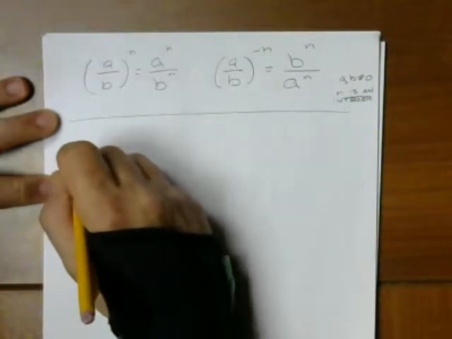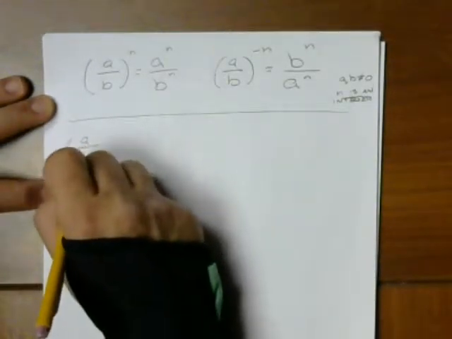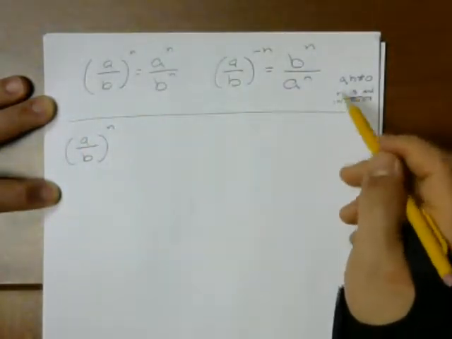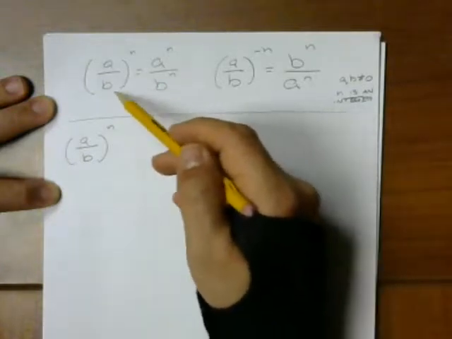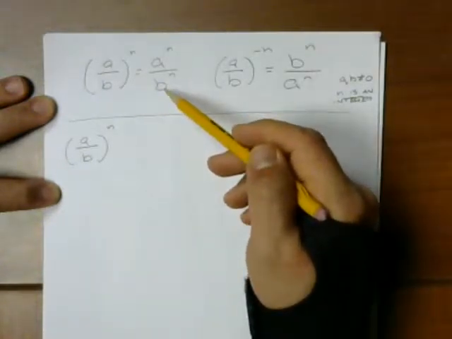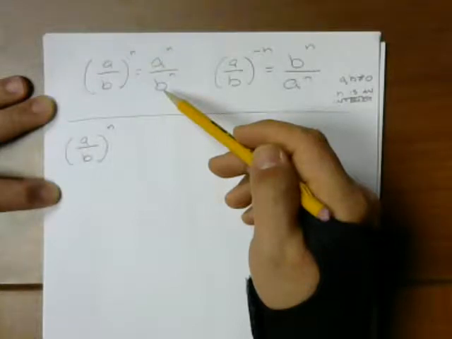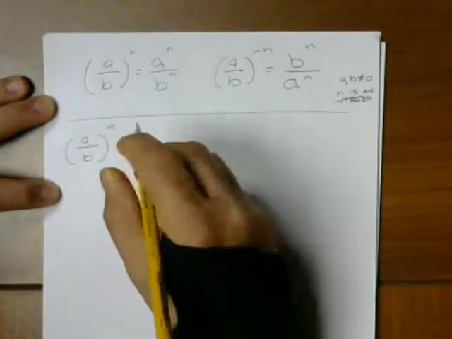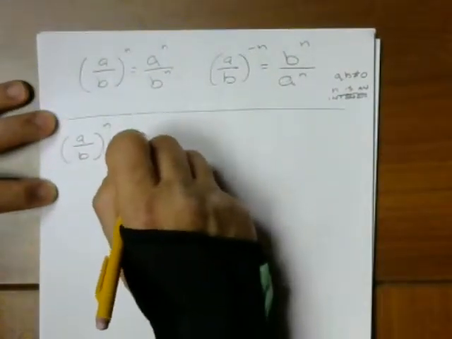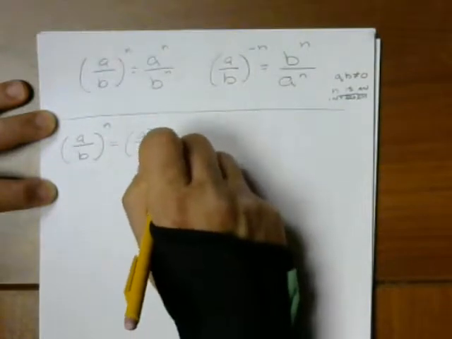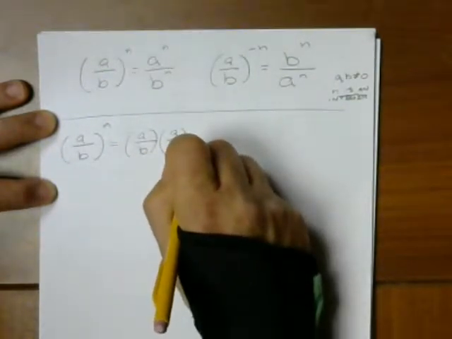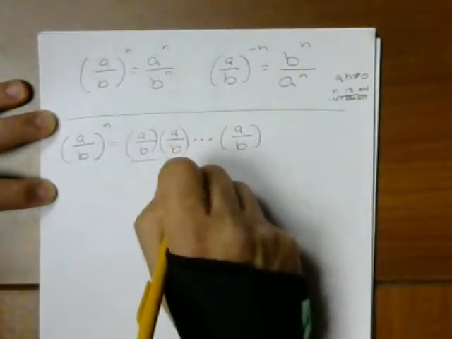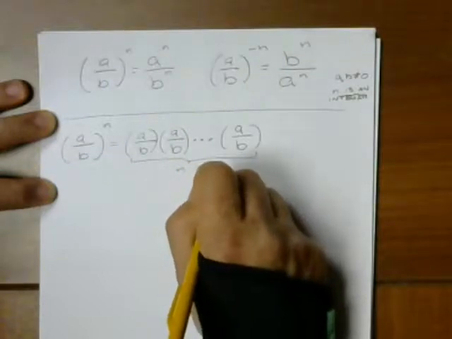So, for example, suppose I have this first rule, a over b to the n. We're assuming that these are not zero. Obviously, we would not want b to be zero here because one thing we're never allowed to do in this class is divide by zero. And we're also going to insist that n is an integer. So what does this mean? Well, this means this is equal to a over b times a over b times a over b over and over again. How many times? Well, n times.